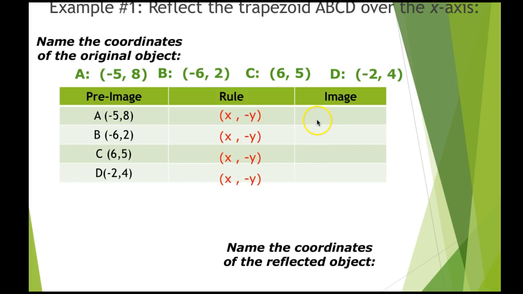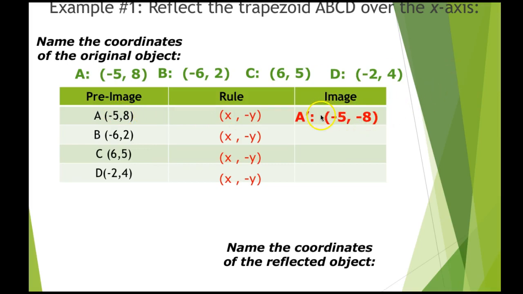So when we go to our image, we're going to keep negative 5. It's going to be negative 5. But when you look at the y-axis here, it says we're going to do the opposite of y. And what is the opposite of 8? Negative 8.